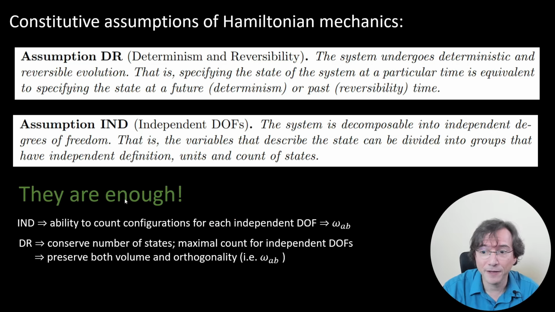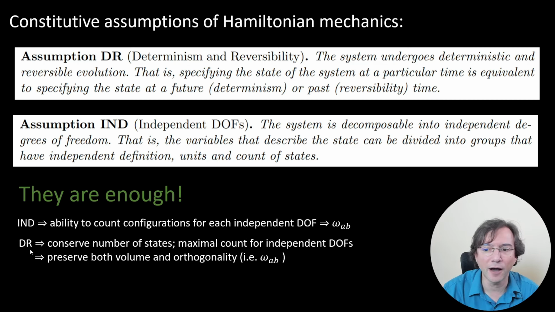These two are enough. Once we say that we have the independence of the degrees of freedom, then we have the ability to count configurations for each independent degree of freedom. And this is what omega allows us to keep track of. It allows us to keep track of the configurations of each independent degree of freedom. Those areas are the count of configurations, and this orthogonality, whether these are independent or how much independent they are, is what omega is really keeping track of.